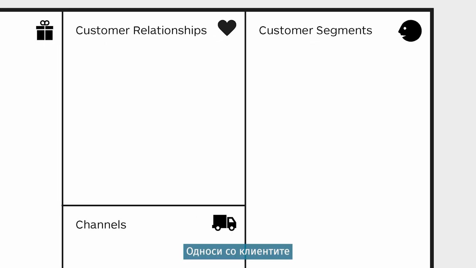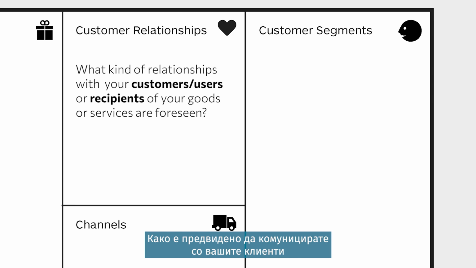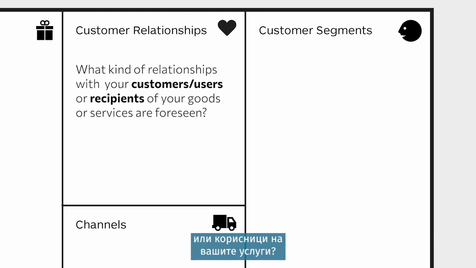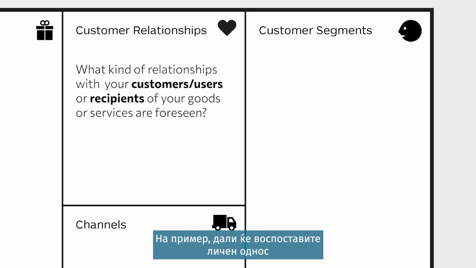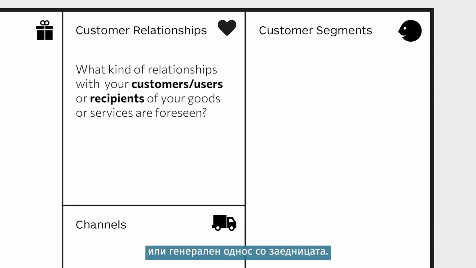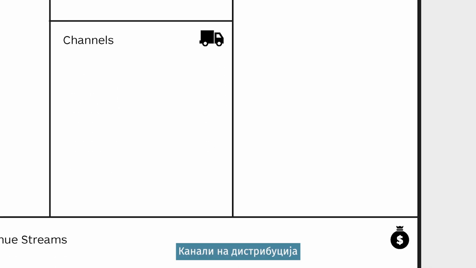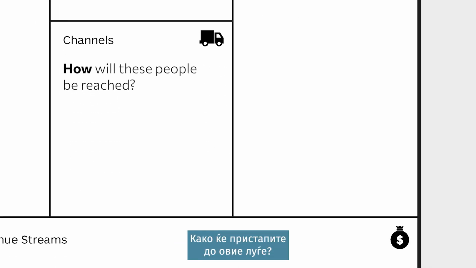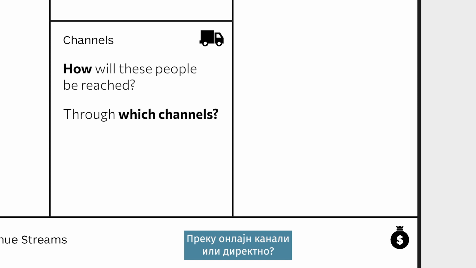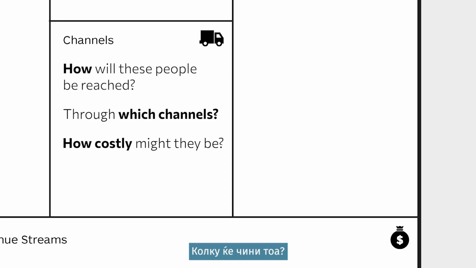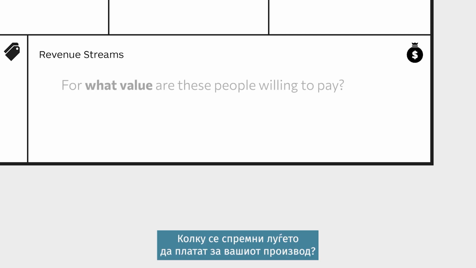Customer relationships. What kind of relationships with your customers, users, or recipients of your goods or services are foreseen? For example, some kind of person-to-person assistance or a community-based relationship. Distribution channels. How will these people be reached? Through which channels, offline or online? How costly might they be? Revenue streams. For what value are these people willing to pay?